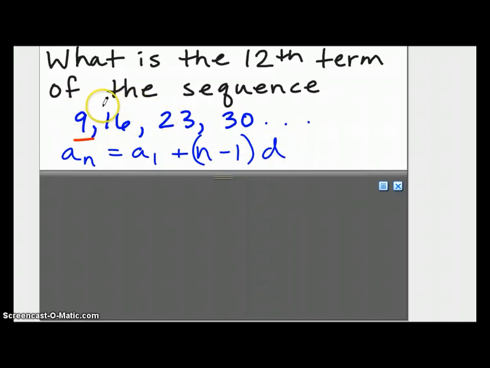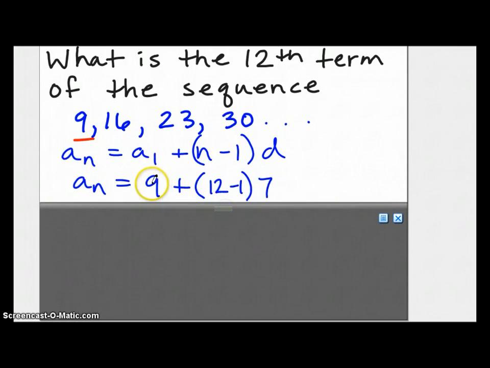So what is our difference between these two terms, which should be the same as the difference between these two, which would be the same as these two terms, and so on. If it's arithmetic, the difference is the same between any two terms throughout the entire sequence. So we should see that this is 7. 16 minus 9 would be 7. 23 minus 16 would be 7. 30 minus 23 would be 7.